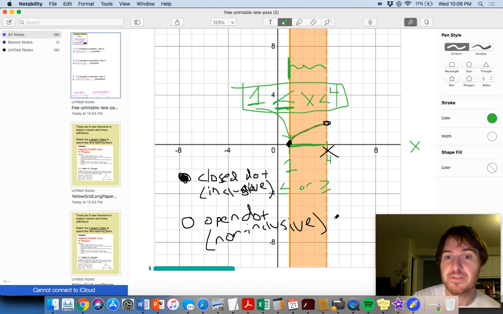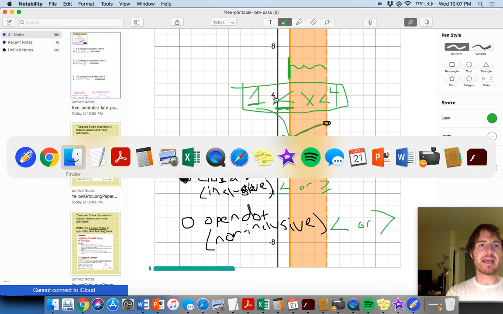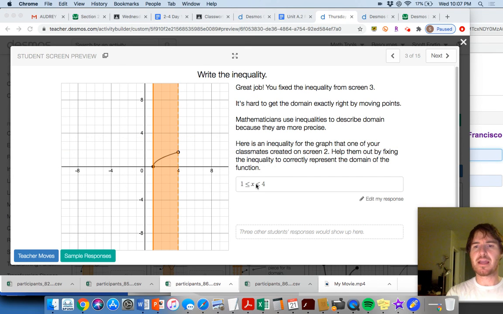And then non-inclusive gets either this symbol or this symbol when you have inequalities. It gets that here. So anyways, this 4 is not included here, and 1 is included. So it suggested this as my possible answer, and I'm going to agree with it. I don't know where they're going with that one.